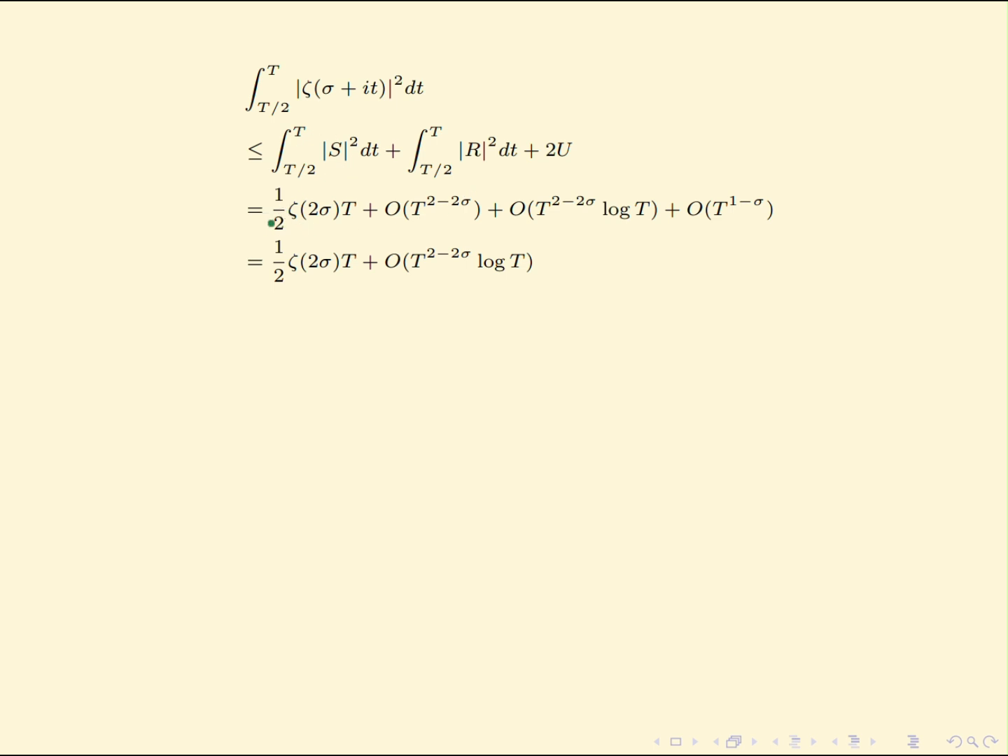remember, this thing got you 1/2 of zeta of 2 sigma times t with some error terms. Let's try to draw what's going on. So this s term became this, and then this term became this, and then this term became this. And then finally, I can absorb this big O in here, and I think I can absorb this in here as well. So I just get this term in the end.